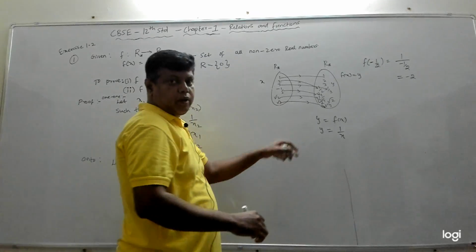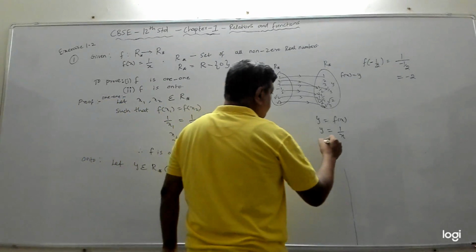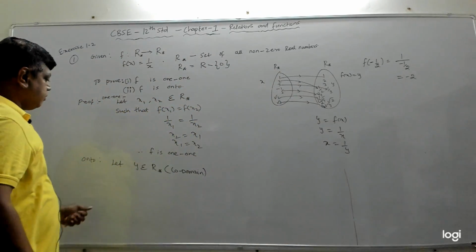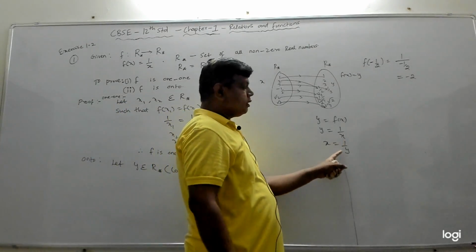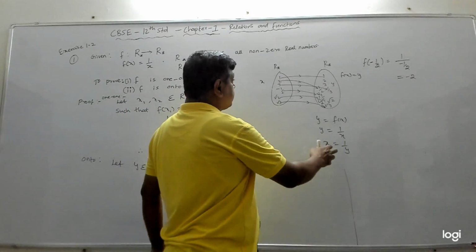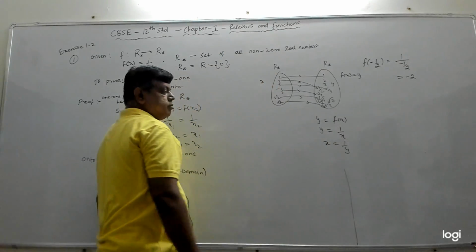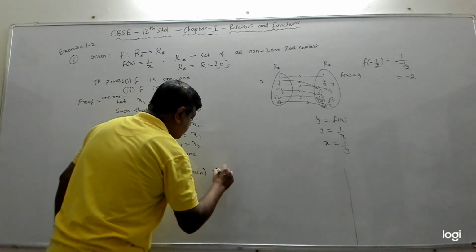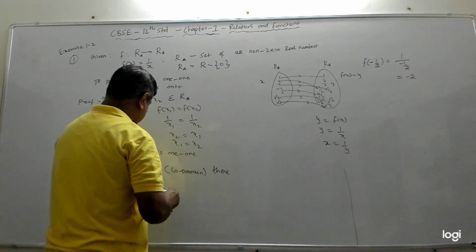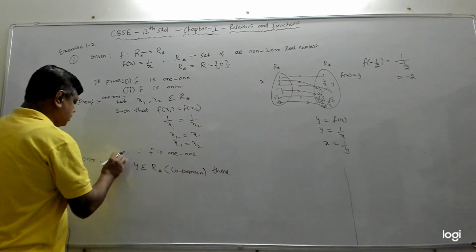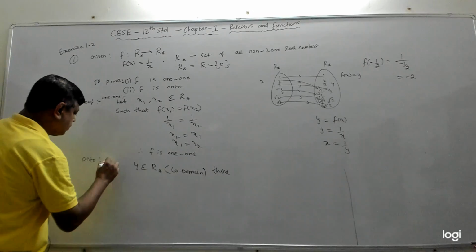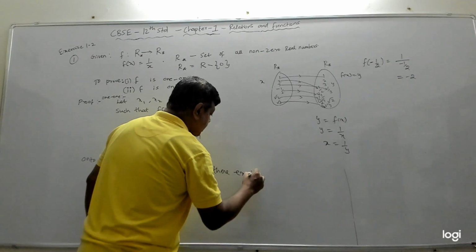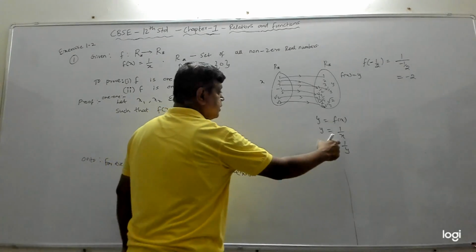You can do this in the rough work, and we have to get x in terms of y. So x will become 1 by y. If y equal to 1 by x, then x is 1 by y. Clearly this 1 by y is also a real number. It will belong to R star. So for every y belonging to R star, there exists x equal to 1 by y.